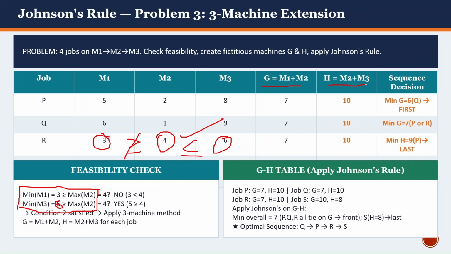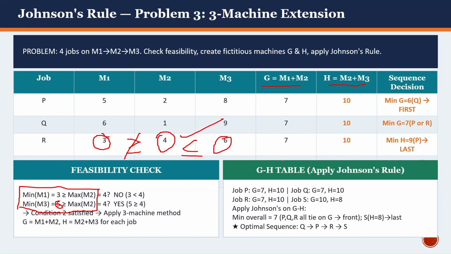Once we do that, we proceed in a similar fashion to what we discussed earlier. Whatever we discussed for two machines is also applicable for the three machine algorithm. So what we need to do is add the timings. Let us say G equals M1 plus M2 and H equals M2 plus M3. What you can observe is this is 5 plus 2, 7. This is 6 plus 1, 7. 3 plus 4 is 7.